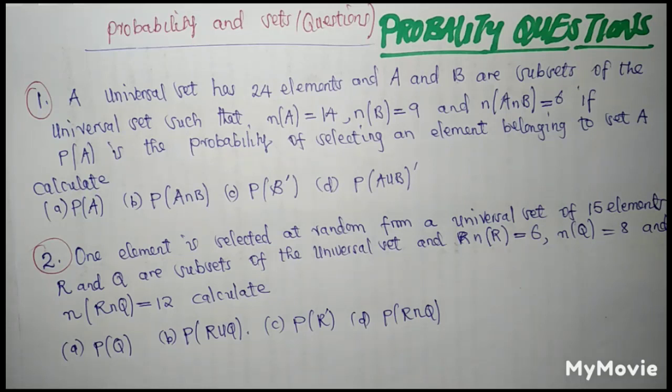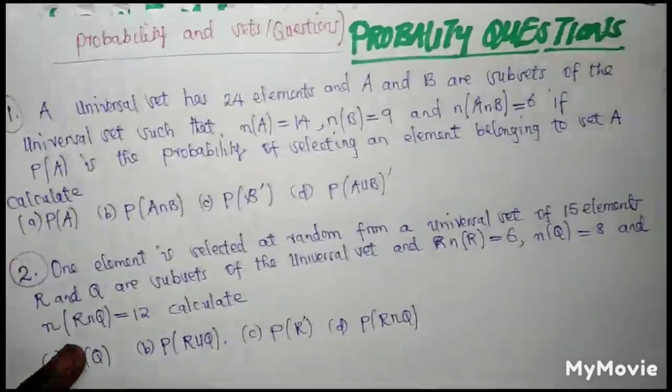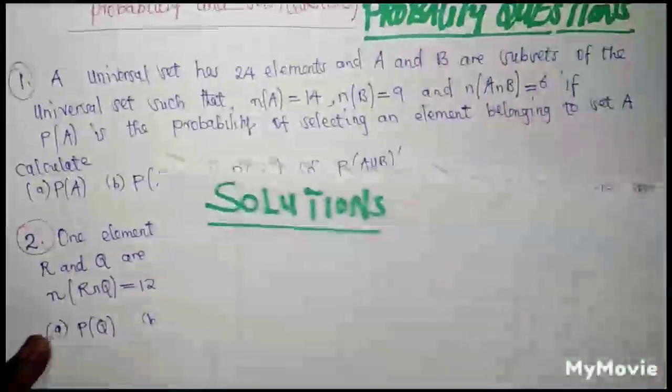Question 1: A universal set has 24 elements, and A and B are subsets of the universal set such that the number of elements in A is equal to 14 and the number of elements in B is equal to 9. The number of elements in A intersection B is equal to 6. If the probability of A is the probability of selecting an element belonging to set A, calculate P(A). Okay, so let us do this. We are going to solve this question.